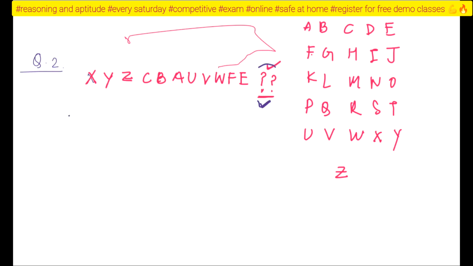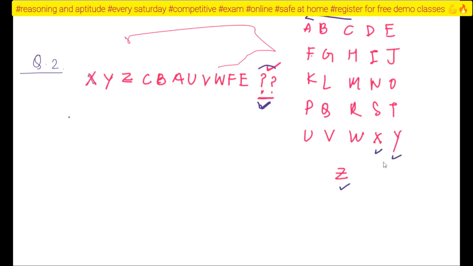How can I do that? I find this. They are asking X, Y, Z. So X, Y, Z. Again CBA. CBA means they are moving in this direction. First they are moving in this direction, then they are moving backward direction. Then UVW. Again they are moving in these directions. And FED. So here will be FED.